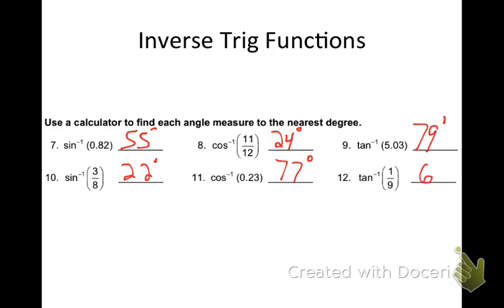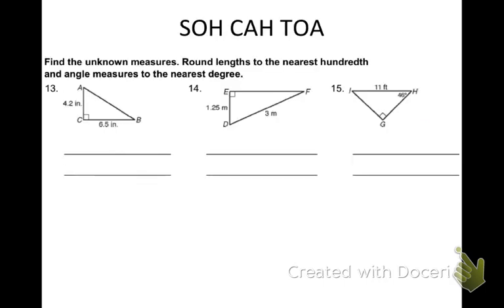6 degrees. Nice job. All right, now we're going to take all of that information and we're going to use it to help us solve for the measures here. So number 13 here, find the unknown measures, round lengths to the nearest hundredth, and angle measures to the nearest degree. So lengths to the nearest hundredth, angle measures to the nearest degree.